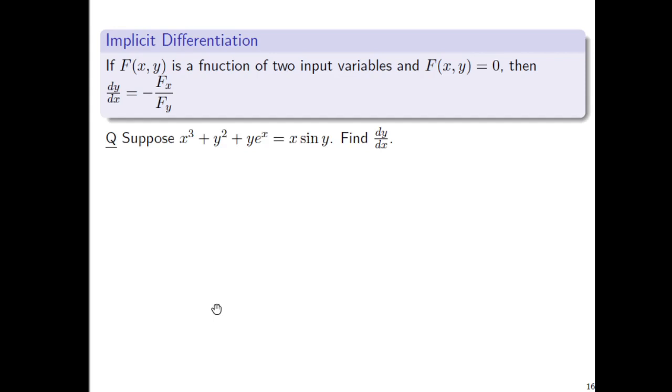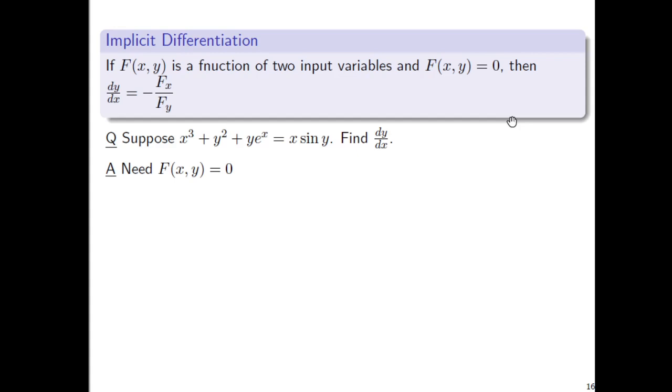So let's say you have this scenario. Now this looks a little strange, but we've got x cubed plus y squared plus y e to the x equals x sine of y. And let's find dy over dx. Oddly enough, the implicit differentiation formula at the top applies. And you might say, how could this possibly apply? We need a function whose output is always 0. We need a capital F of x comma y equaling 0. Where is there even a 0 written above?